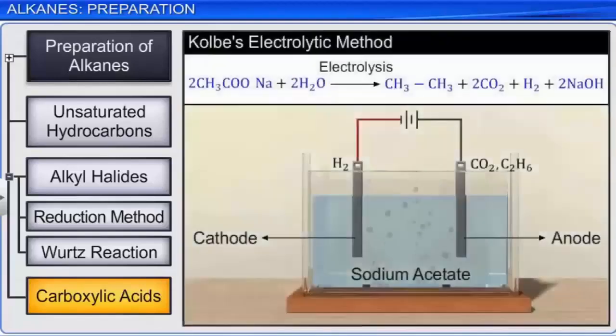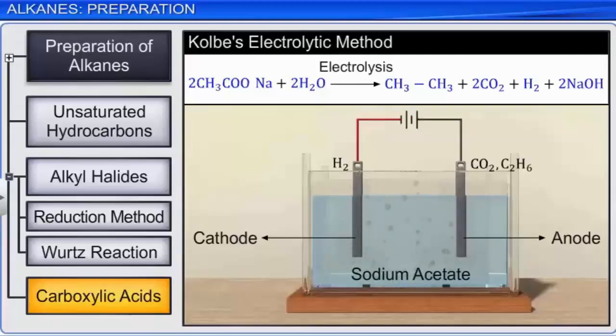Coal-based electrolytic method is yet another method to prepare alkanes from carboxylic acids. This method involves the preparation of alkanes with even number of carbon atoms through the electrolysis of aqueous solutions of sodium or potassium salts of carboxylic acids. For example, the aqueous solution of sodium or potassium acetate on electrolysis gives ethane.